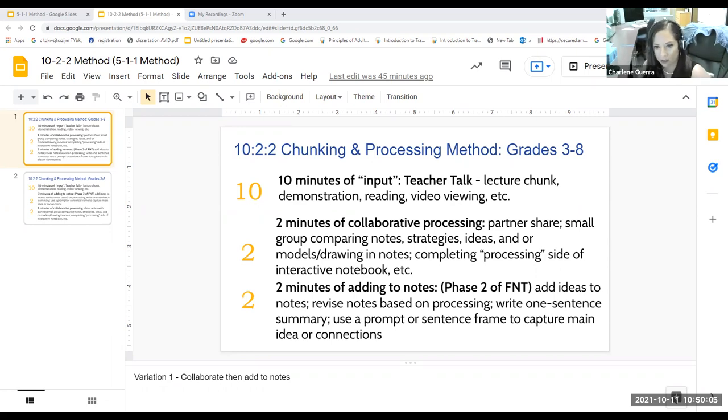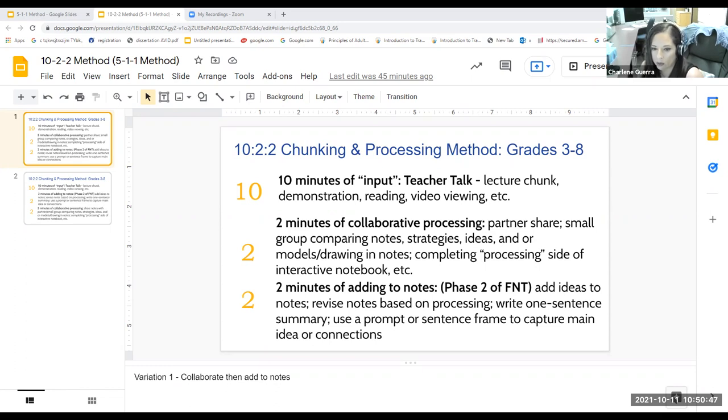After that 10 minutes, you want to allow 2 minutes of collaboration time. When we say collaboration, this could be collaborating with partners in a small group. We want them to collaborate. They could compare notes, strategies, and ideas. If we're using math, they can compare tape diagrams versus other diagrams that they're using to complete math problems. We want to allow this processing so they can show, if they're using interactive notebooks, the side for processing in their interactive notebooks and share that information.